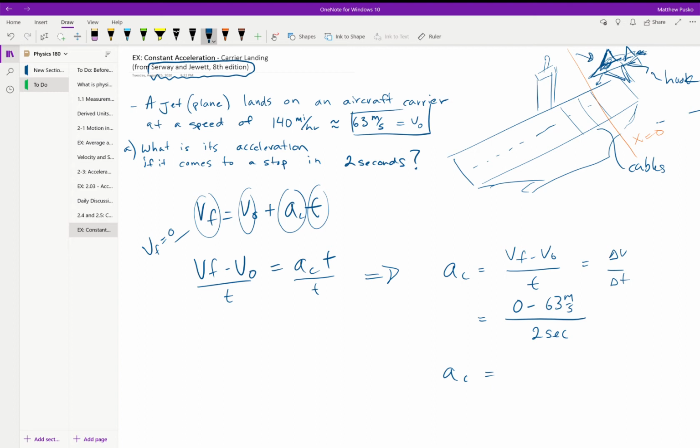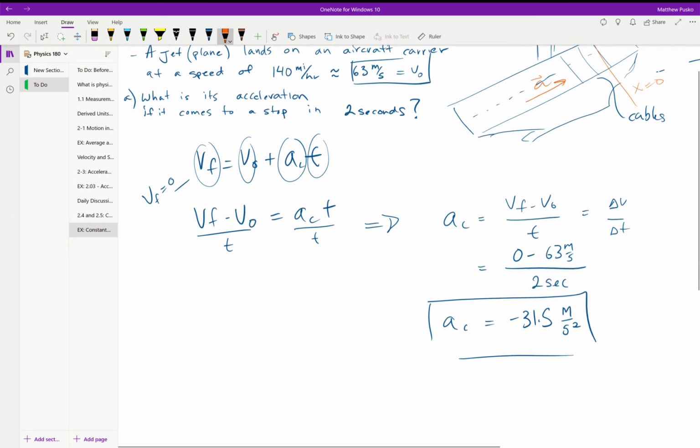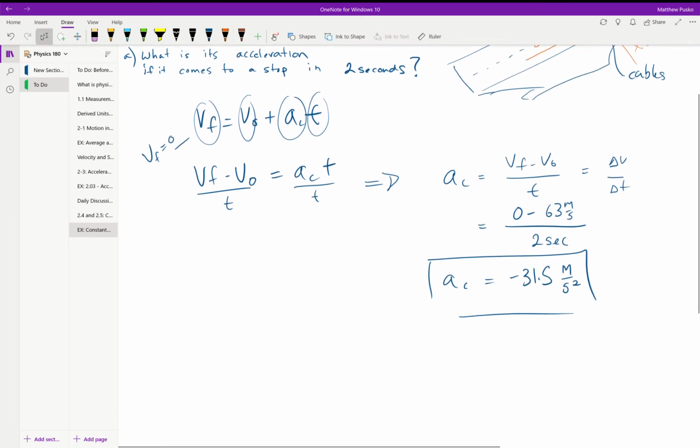But I get a negative 63 divided by 2, negative 31.5, and that would be meters per second squared. So negative because it's actually slowing us down. Our acceleration is pointed opposite to the direction of motion. Alright, what else do we got?